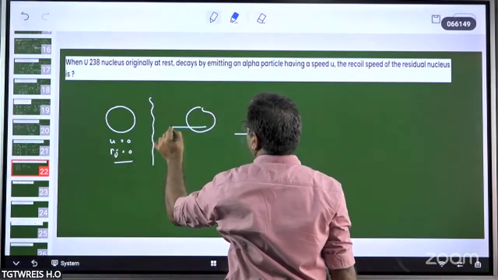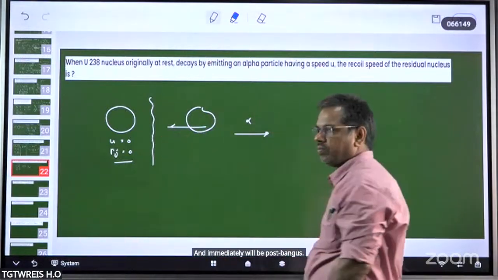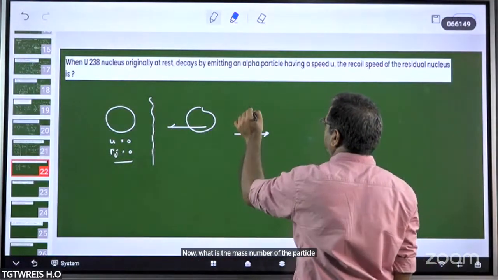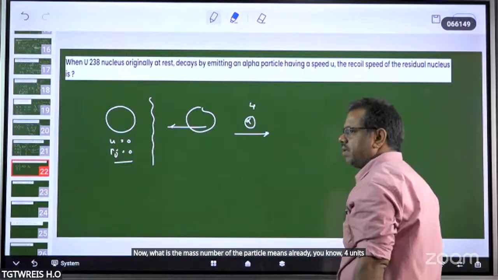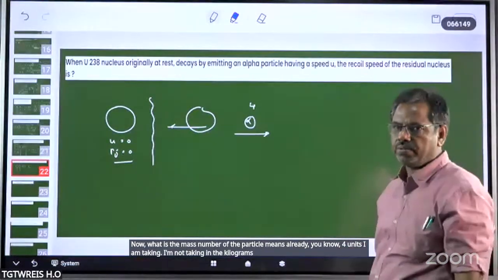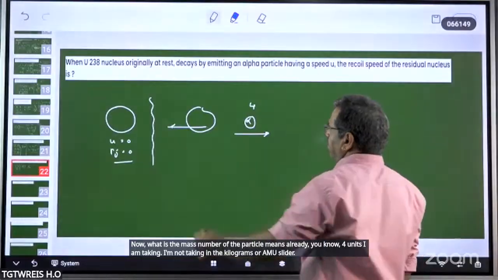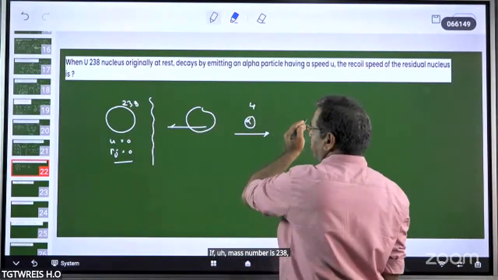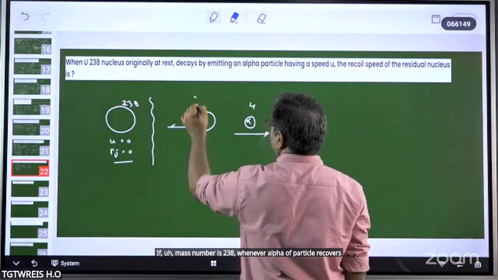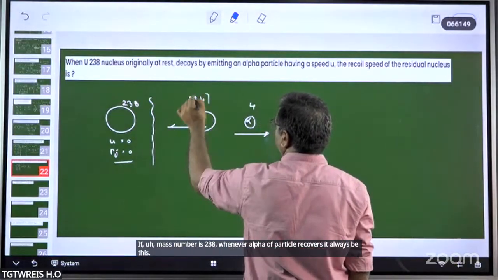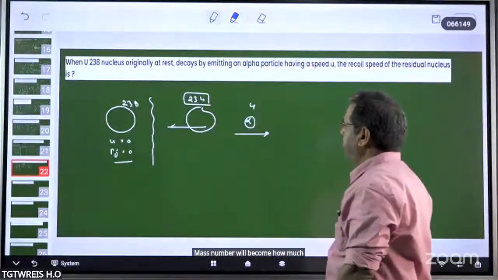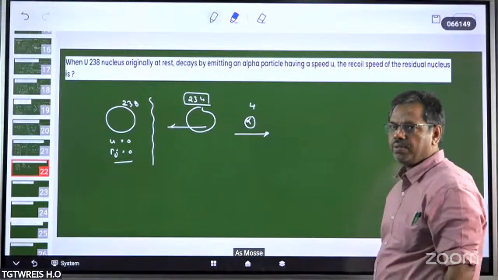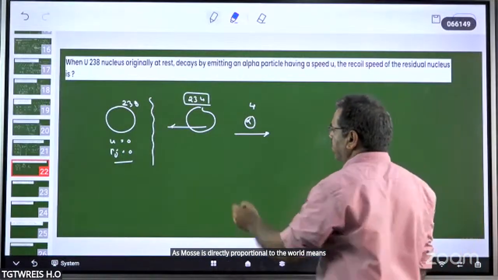And the nuclei will go like this. Now, what is the mass number of the alpha particle? I am already taking 4 units. I am not taking it in kilograms or AMUs. Its mass number is 238. Whenever the alpha particle comes out, obviously the mass number of the residue will become 234, as mass is directly proportional to the mass number itself.